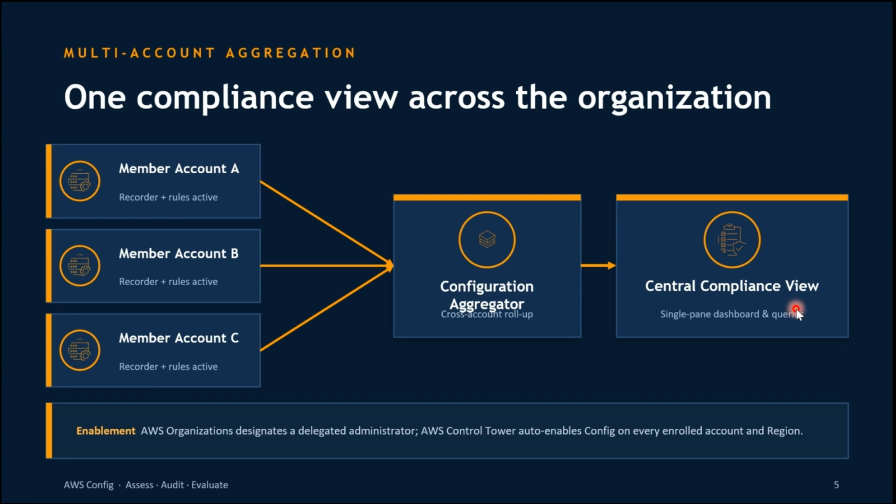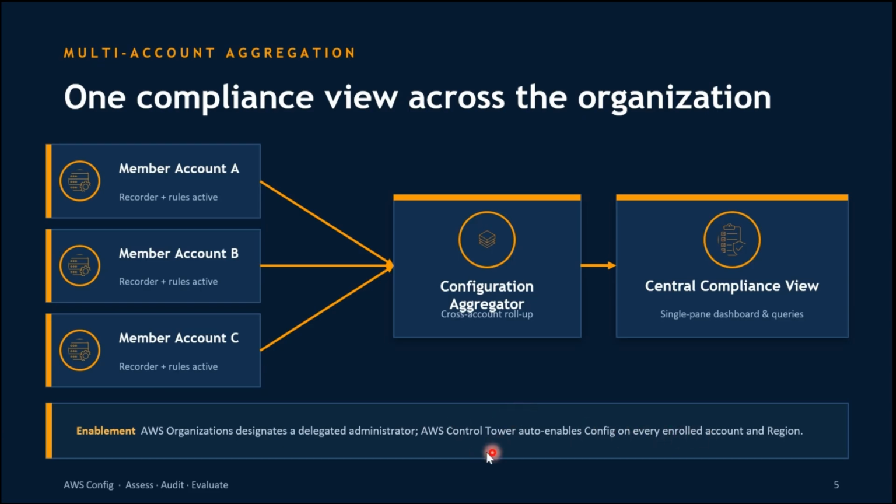So this is just an example of how multi-account can be aggregated. If you have multiple AWS accounts, each and every account will have a configuration recorder, and we can configure rules at each and every level. But if you want to do it from central compliance, Organizations can be used, and Control Tower can be used for automatically enabling Config on every enrolled account in the region.